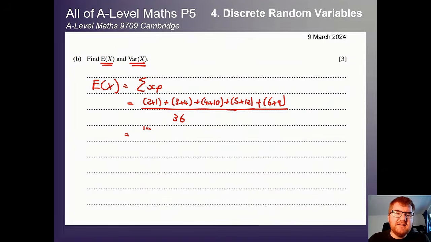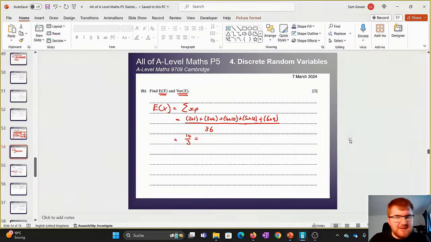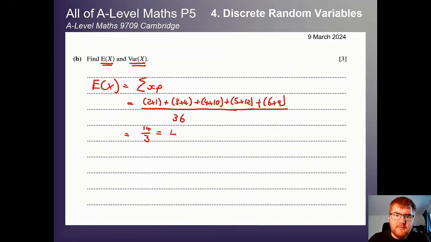Generally, I like these things as decimals, so the easiest way of doing this is just pressing the SD button. You don't have to use too much brain power. So 4.6666. Okay, so let's pop that down. 4.66 dot dot dot, and that just rounds to 4.67. It's useful to have it as a fraction because we're going to use this for the variance formula anyway, so we do need to keep that in mind.